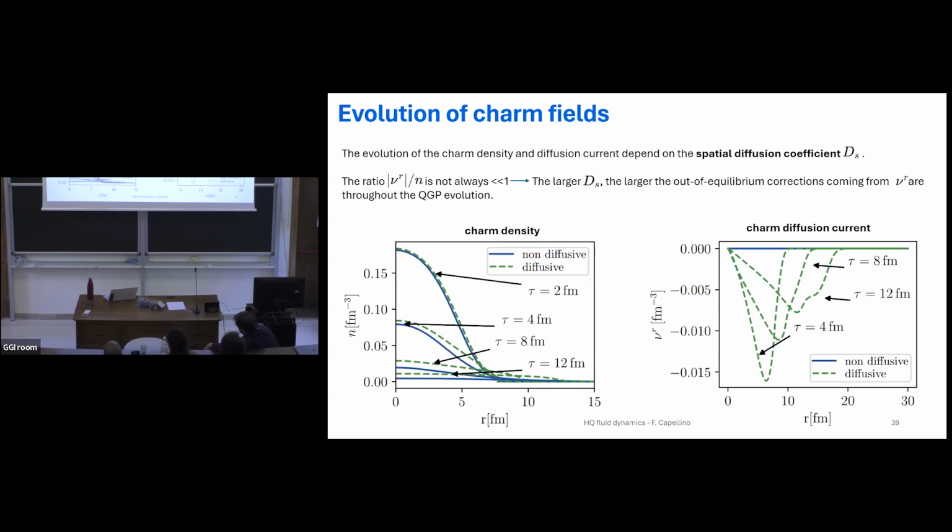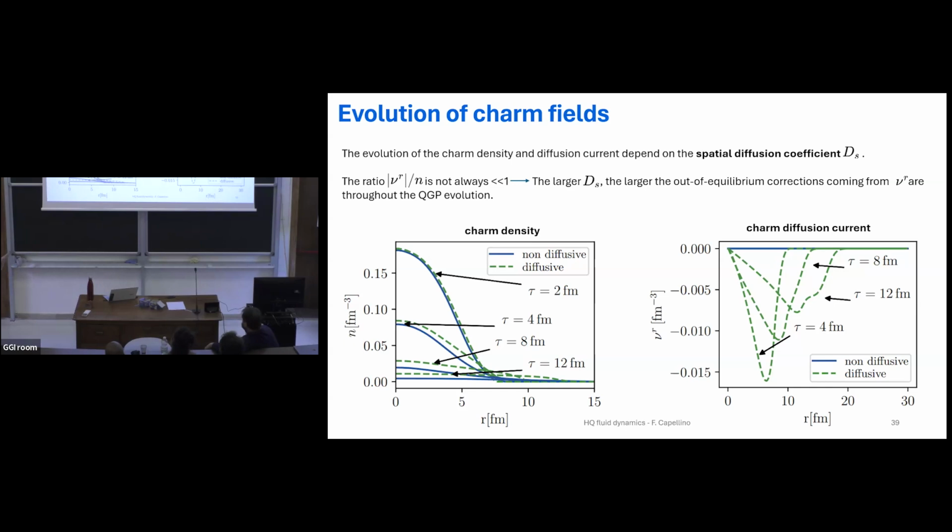First I still wanted to show you, this is again the LHC central collision scenario. Here I show how the charm density evolves and how the radial component, which is the only one we have for the diffusion current, evolves in time. In blue, non-diffusive, it's easy, the diffusion current is always 0. But when you become diffusive, this pushes the density to be larger at larger radii, because at the same time we have the buildup of the diffusion current.